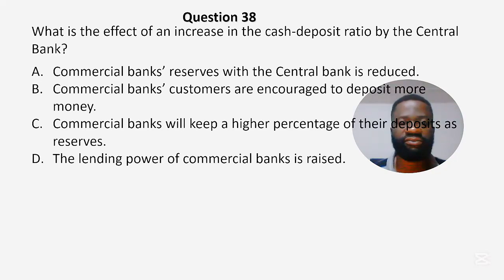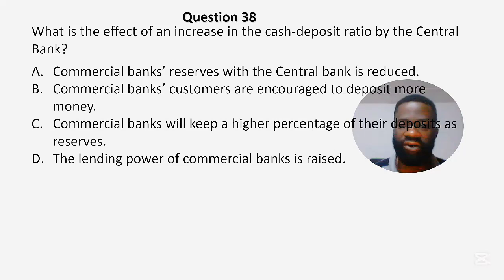Question 38. What is the effect of an increase in the cash deposit ratio by the central bank? A. Commercial banks' reserves with the central bank is reduced. So let me repeat that again. Commercial banks' reserves with the central bank is reduced. B. Commercial banks' customers are encouraged to deposit more money. C. Commercial banks will keep a higher percentage of their deposit as reserve. And D. The lending power of commercial banks is raised.